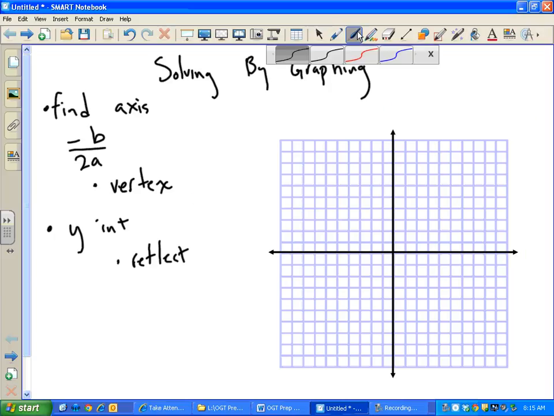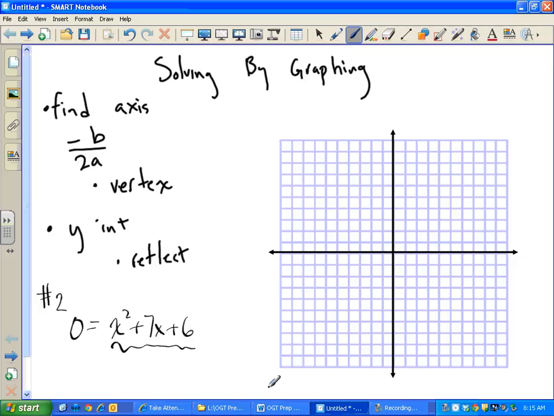All right, so let's write this problem down. We're going to do number 2 on your paper, because I believe that one to be more difficult. We've got an equation that says 0 equals x squared plus 7x plus 6. Does everyone understand that this part of it is the parabola? The question is saying, when does the parabola hit 0? Do you guys get that that's solving?